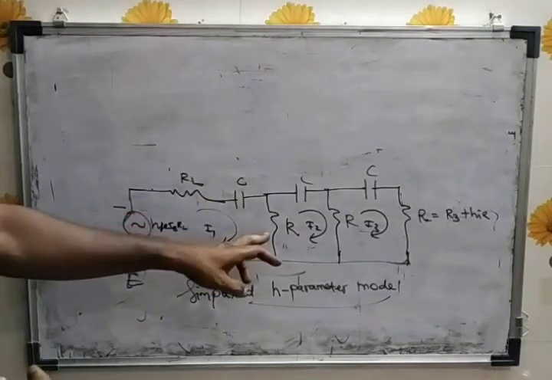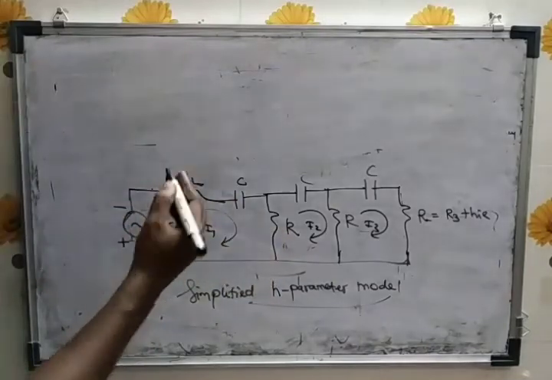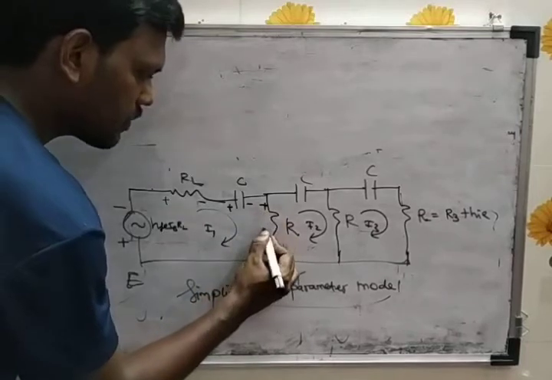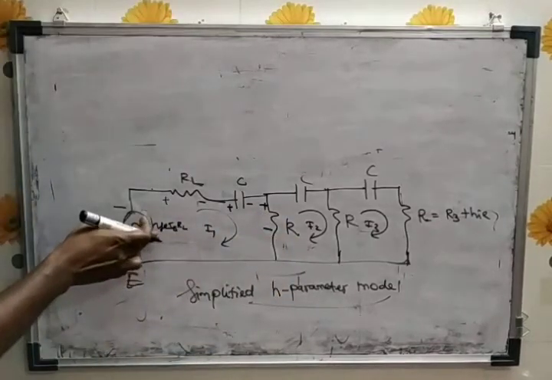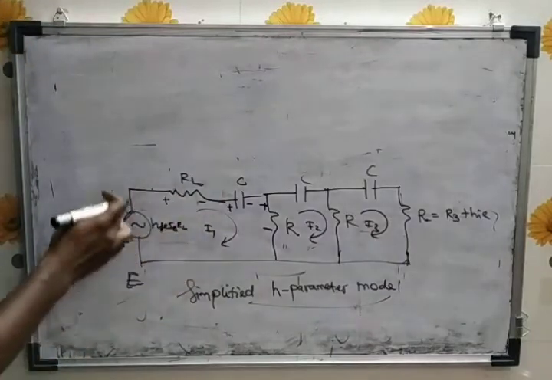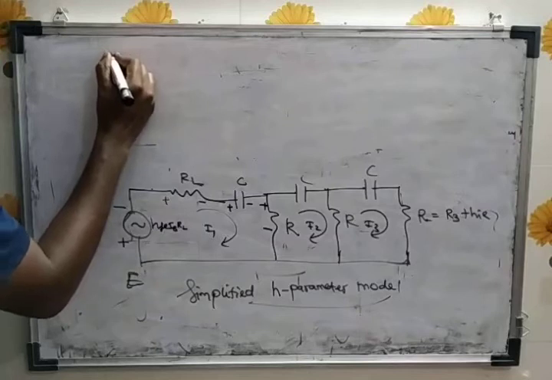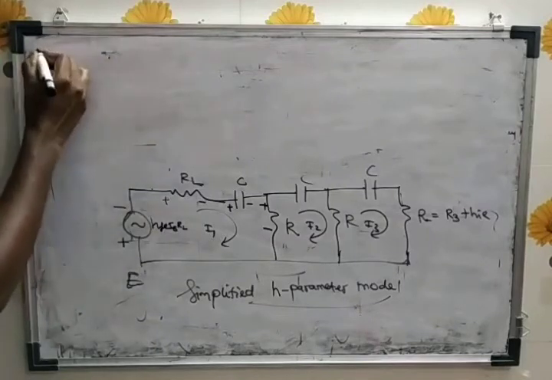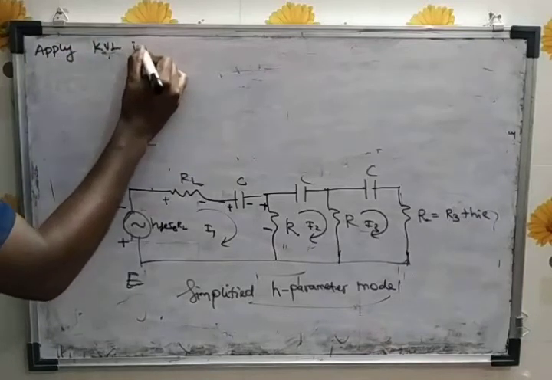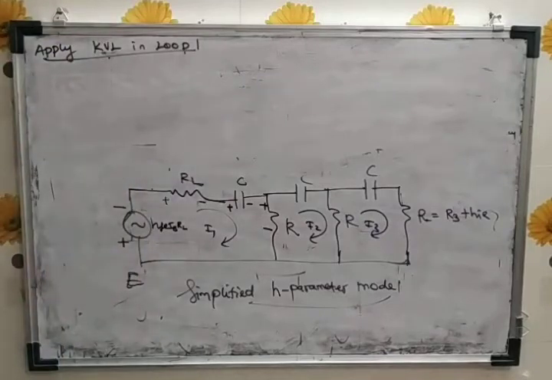You are having resistance RL, R. So you are having plus minus plus minus plus minus. Here we are having plus minus. So you can write the KVL equation. Apply KVL in loop 1.